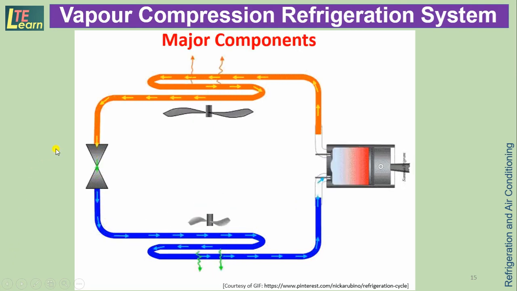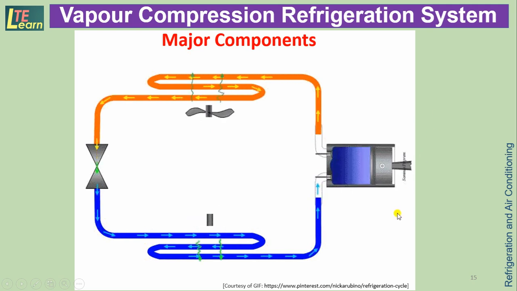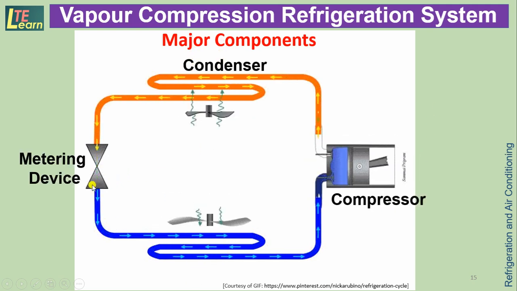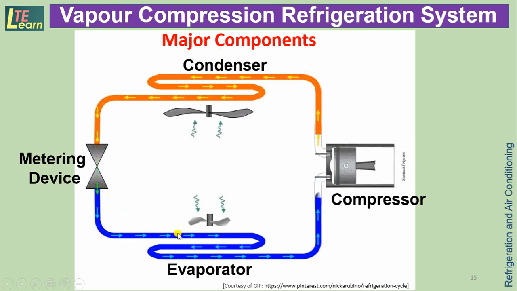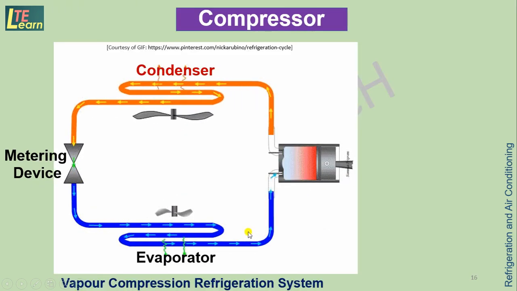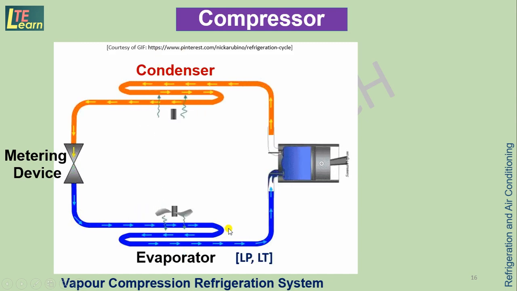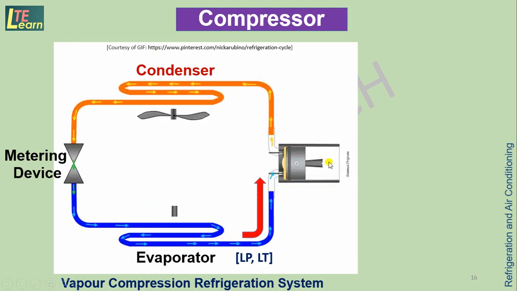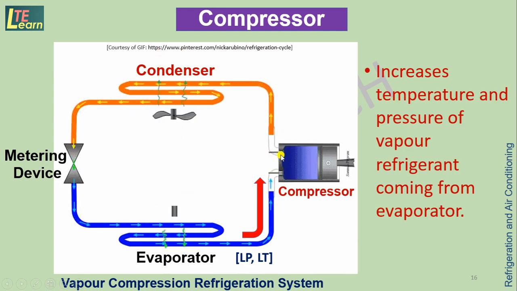So major components of the vapor compression refrigeration system are compressor, condenser, metering device or expansion valve, and evaporator. So from the evaporator, low pressure and low temperature vapor refrigerant goes to the compressor. In the compressor, this low pressure and low temperature vapor is compressed. Thus, its temperature and pressure is increased. Also, its thermal energy is increased. So, the temperature of vapor refrigerant is going above the atmospheric temperature.